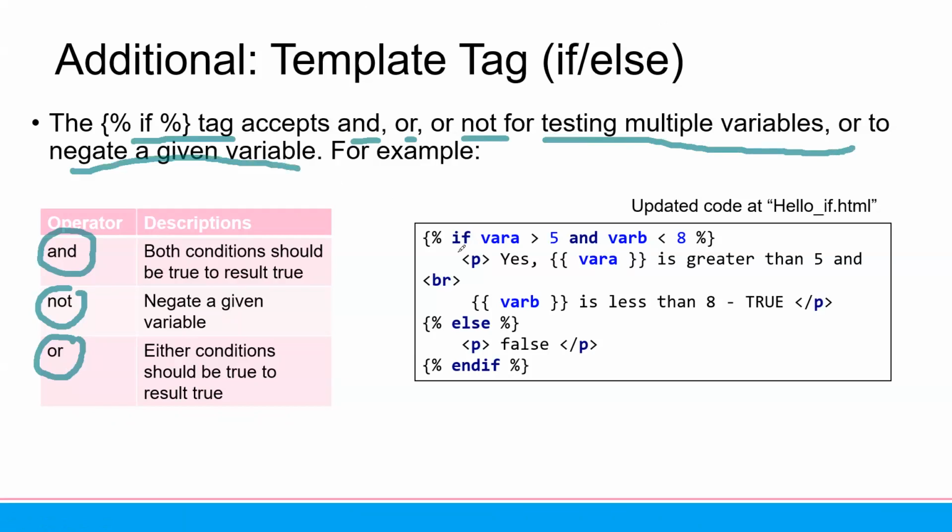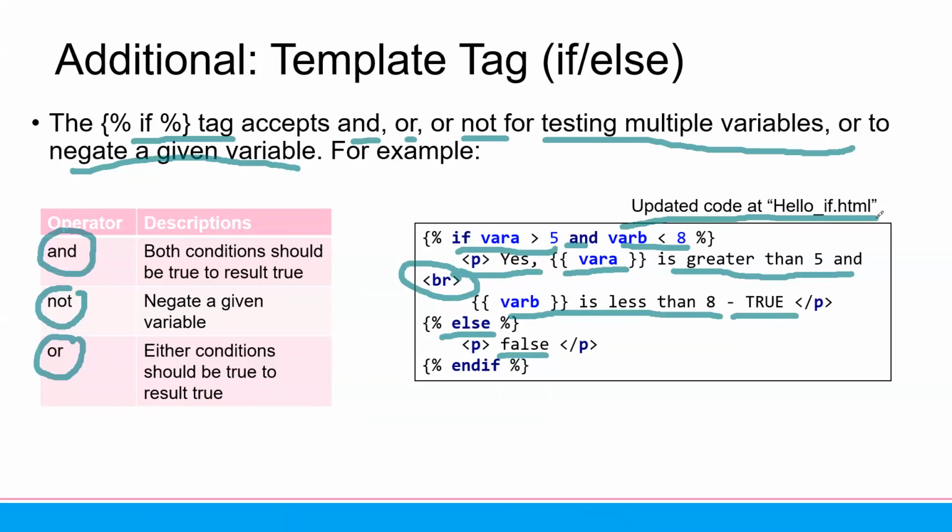So if the variable a is greater than 5 and variable b is less than 8, then I will make a paragraph: yes, variable a is greater than 5 and the variable b is less than 8. And I give you the break line, so it will go to the break. If it is not the case, then the result is false.